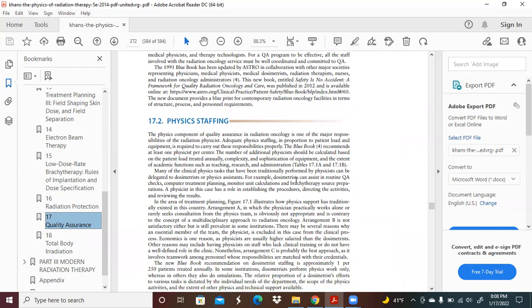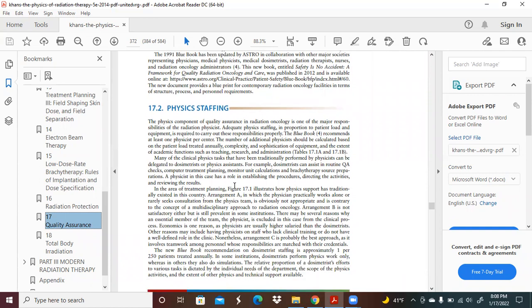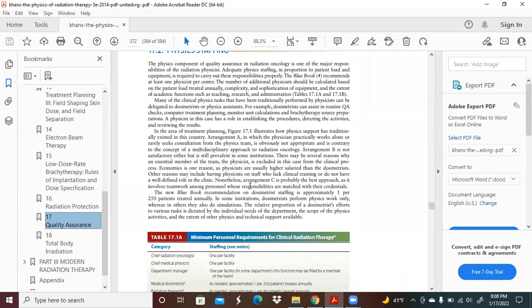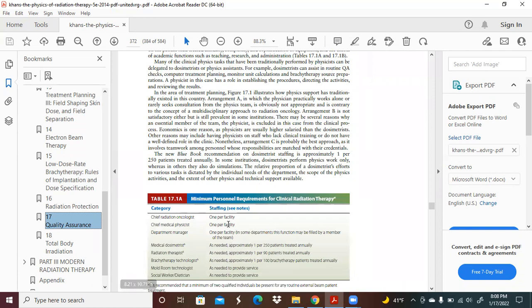Now, the next section here, physics staffing. This is an important one. The Blue Book generally has specific recommendations for minimum personnel. And I think to some degree, a lot of this can change, particularly on the type of patients that you see coming through the clinic. Certainly the numbers, staffing can change.